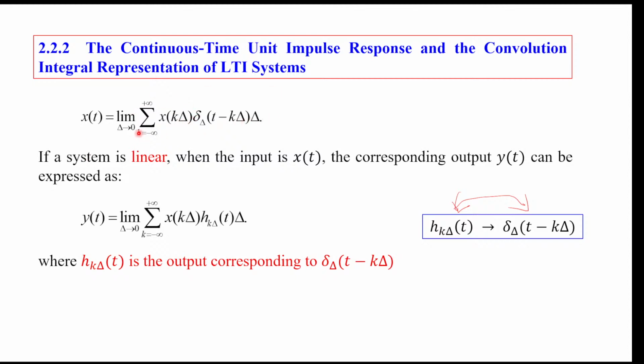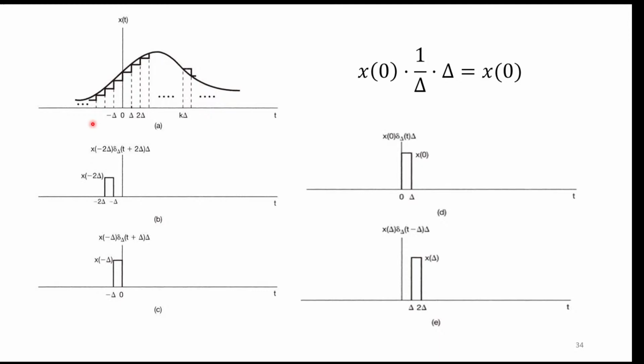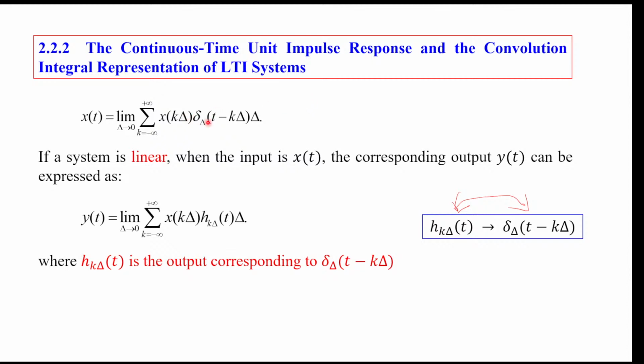Without the limit of delta going to 0, this is a staircase function, and when delta goes to 0, it should go to x of t. So that's a lot of explanation of the ad hoc way of breaking our continuous function into a horizontal staircase, and then we take a limit to go to our delta function.